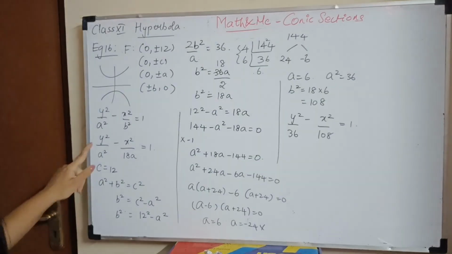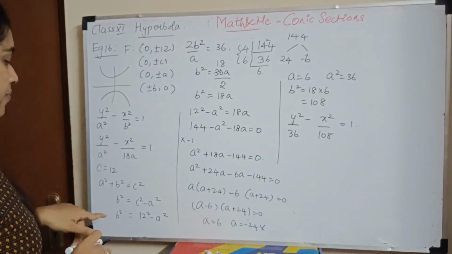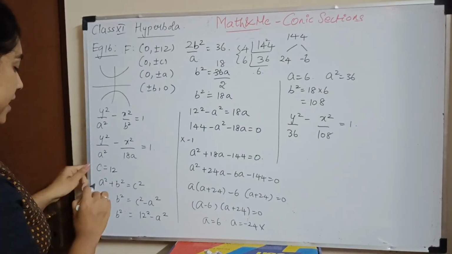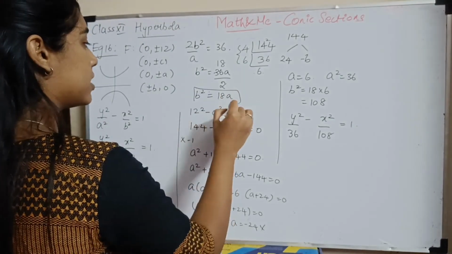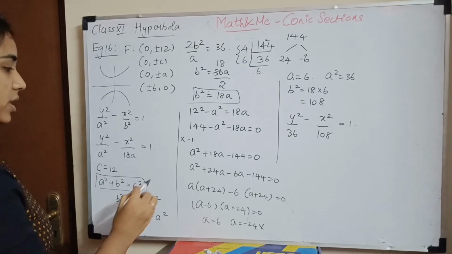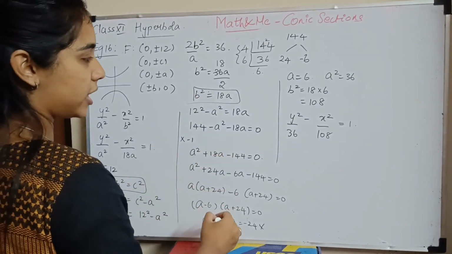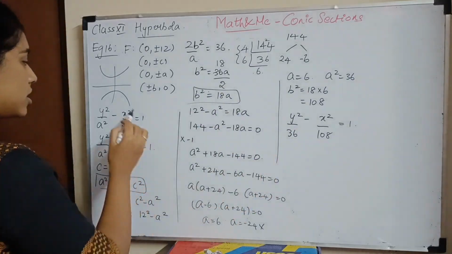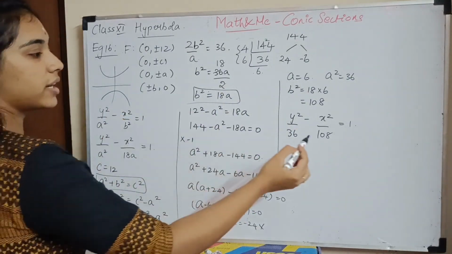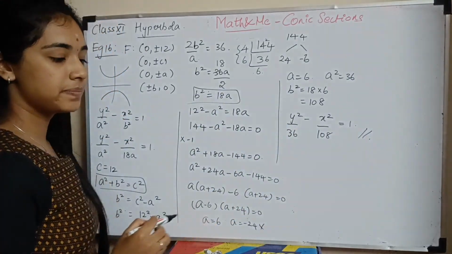So what did I do? I have my value of c, I have this relation, and I have this relation. The latus rectum is given, and the relation is given. When I equate both, I get a quadratic equation. I solve for a and find what my b is. Once you know a and b, you can substitute them in the equation and you get the required equation. Okay?